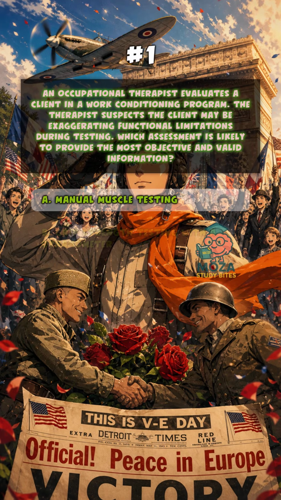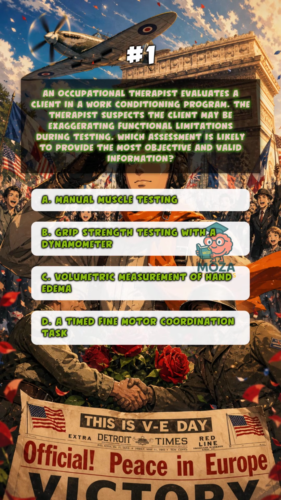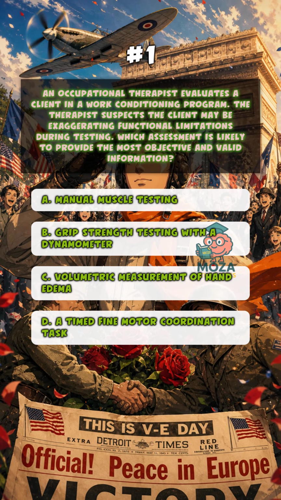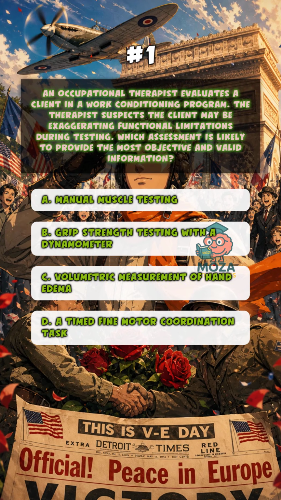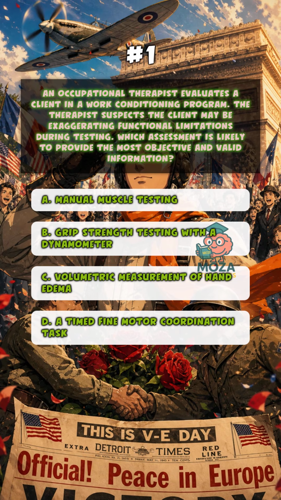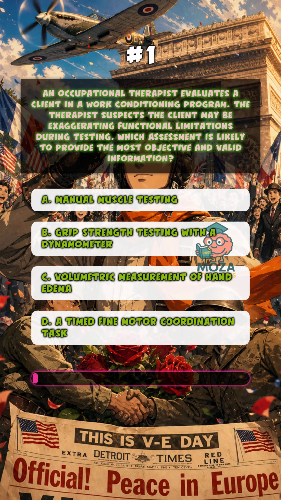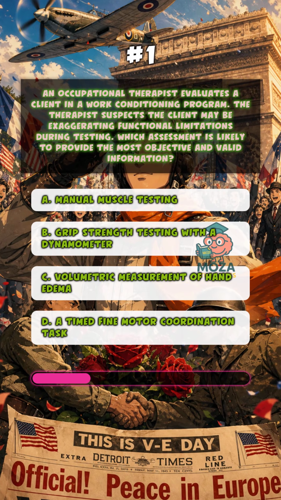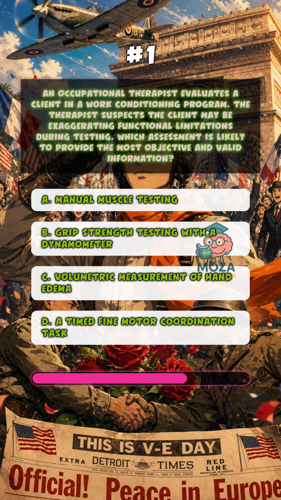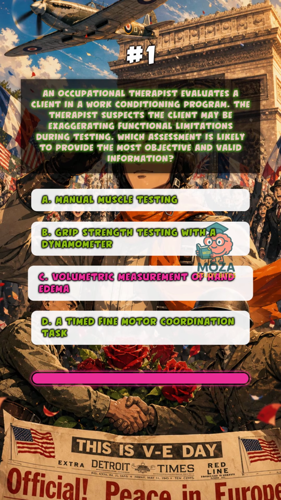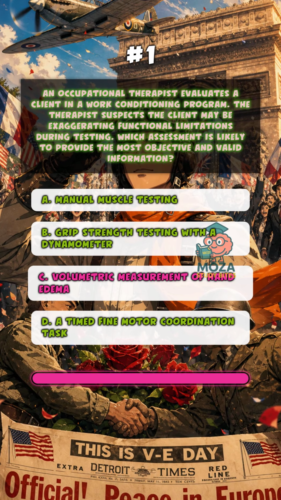An occupational therapist evaluates a client in a work conditioning program. The therapist suspects the client may be exaggerating functional limitations during testing. Which assessment is likely to provide the most objective and valid information? C. Volumetric measurement of hand edema.